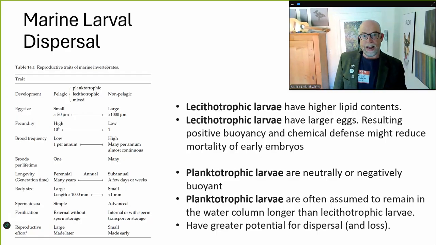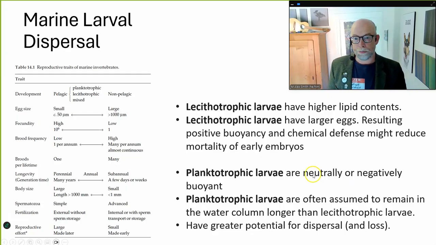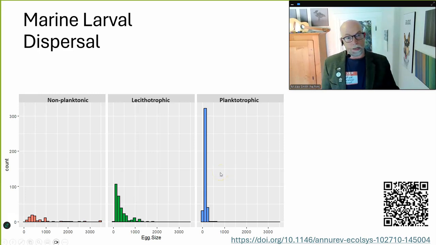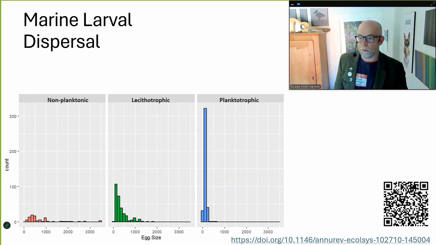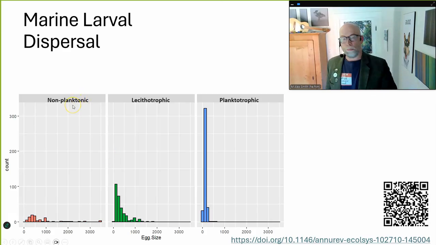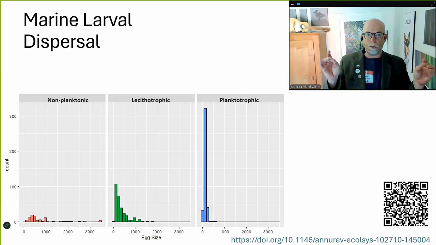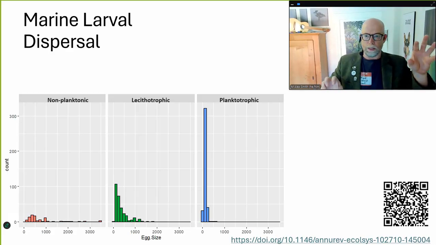And when meta-analyses are conducted upon species for which we have data, that tends to be what we've seen. So this is a measure of egg size from a meta-analysis that was published several years ago for non-planktonic, lecithotrophic, or planktotrophic larvae. It tends to support the generalizations that I've made, but it also shows that this is a continuum. We're not talking like you can be only this or only this.